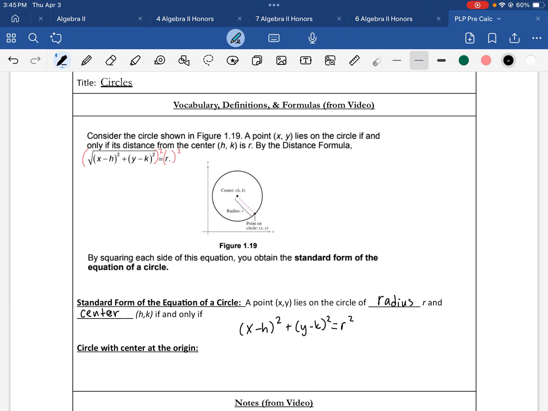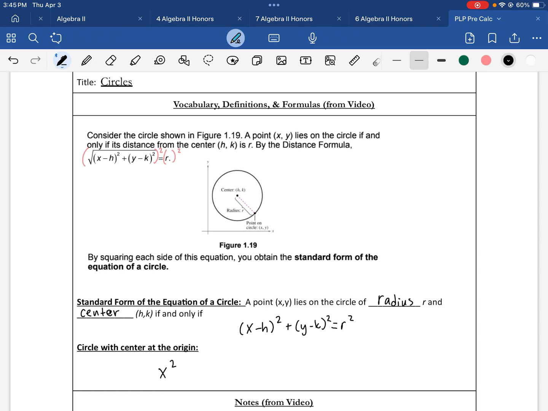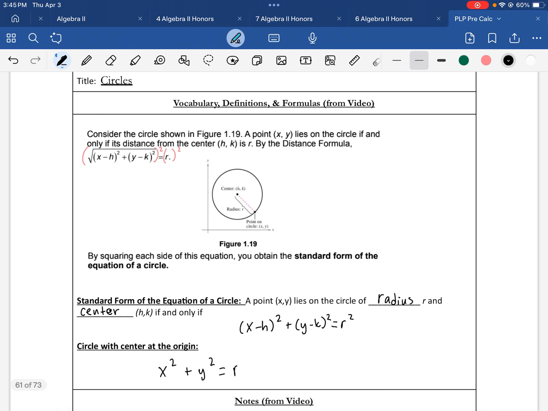And then your special case here: if your center is at the origin, your h and your k both are 0. Your formula for your circle is x squared plus y squared equals r squared.